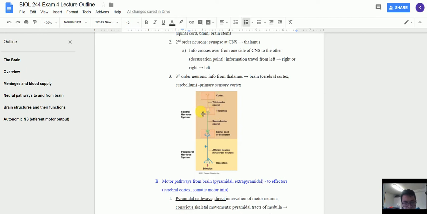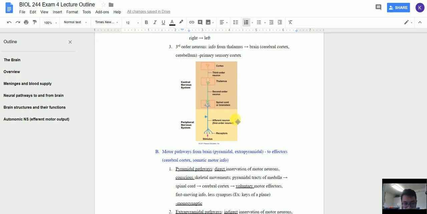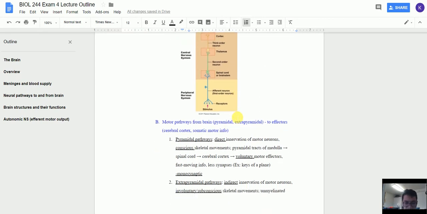Synapse right here. At the thalamus, information is relayed. We're at the central nervous system area at this point. And then we go to the third order neuron, which leads to the cerebral cortex. A little bit of decussation happens right here. Cerebral cortex and cerebellum.